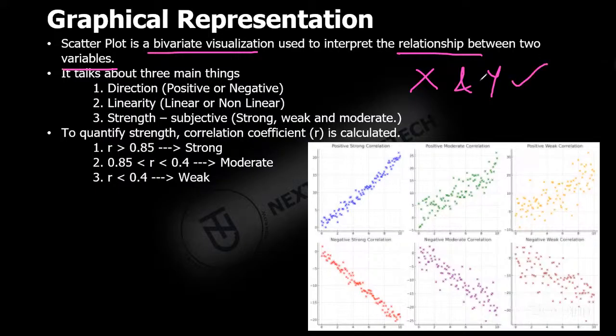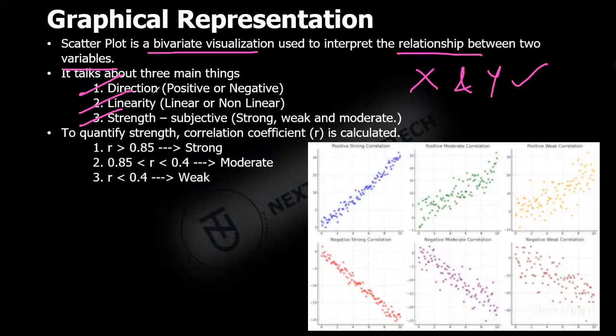When we visualize scatter plot, we can understand how well they are correlated. We can understand the relation between x and y, the variables. Scatter plot talks about three main things. One is direction, the second one is linearity, and the third one is strength.